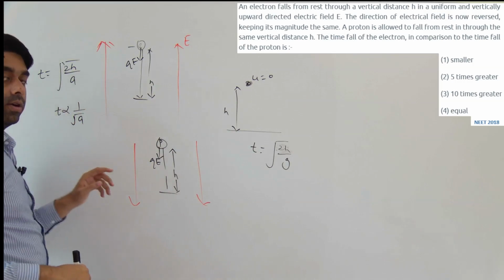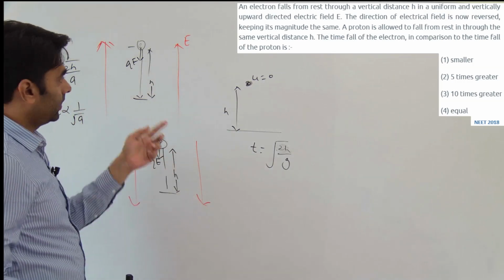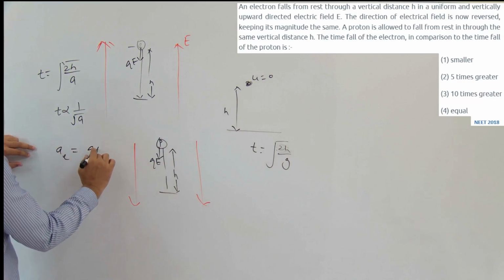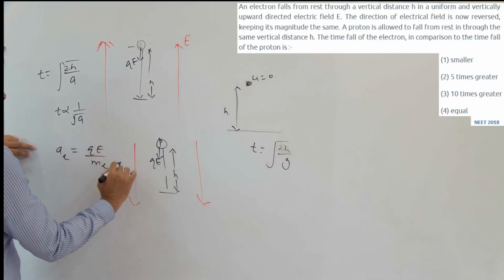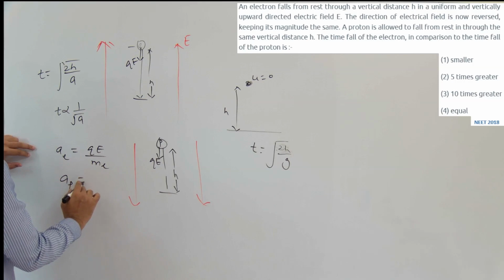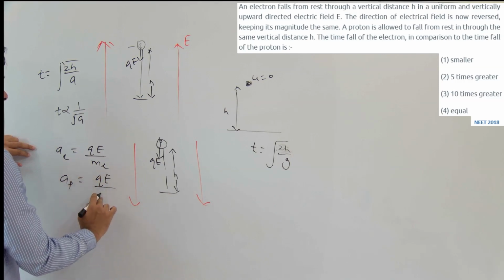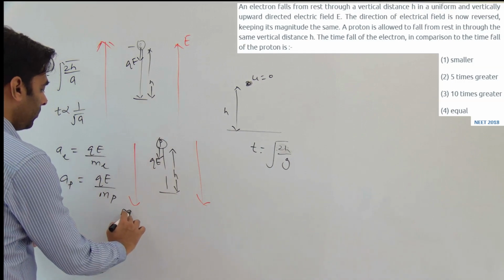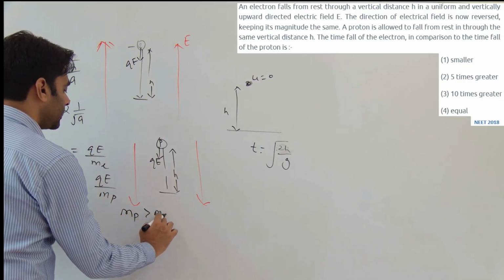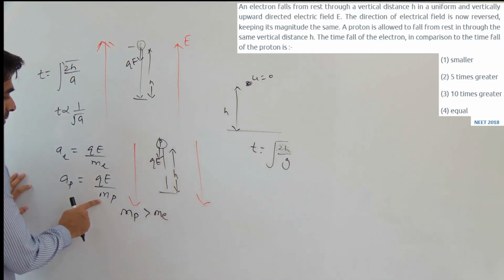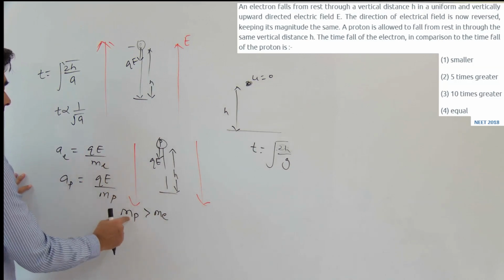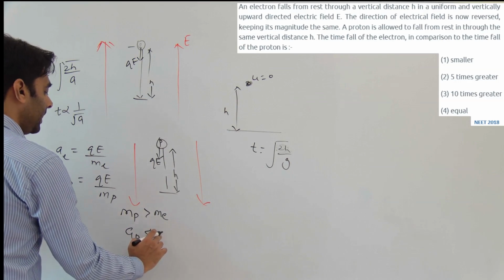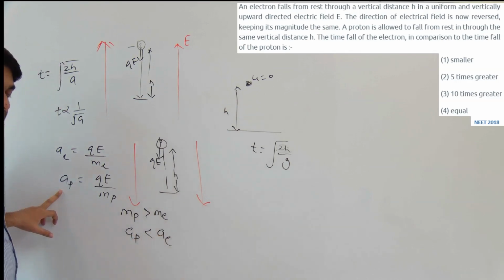Let us check in which case the acceleration is more or less. For the acceleration of the electron, I will write QE by mass of electron. Acceleration of proton will be written as QE by mass of proton. As we know very well, the mass of proton is larger as compared to the mass of electron. Therefore, we can write that the acceleration of proton will be less than the acceleration of electron, right?